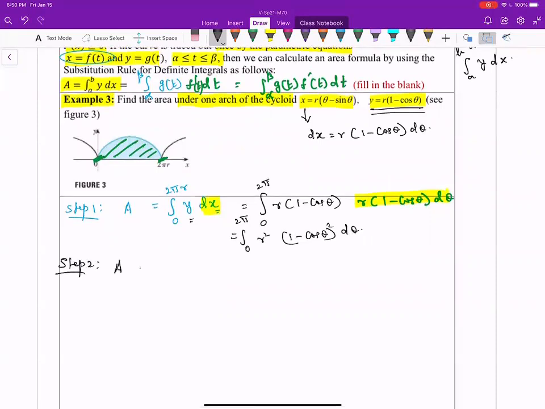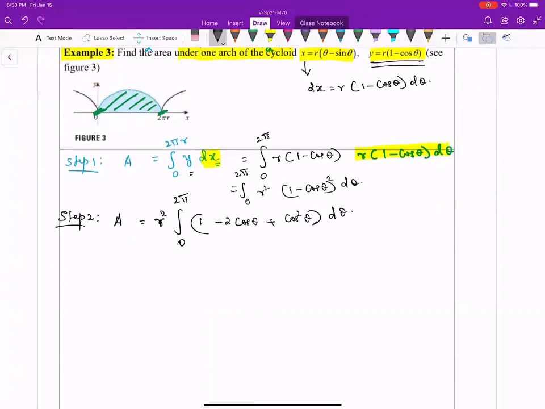So area equal to r squared, which can be taken out of the integral sign being a constant, times the integral from 0 through 2 pi of 1 minus 2 cosine theta plus cosine squared theta d theta, if you expand this binomial. The first two terms can be integrated easily, which gives theta minus 2 sine of theta between theta equal to 0 through 2 pi. Then you are going to integrate the last term from 0 to 2 pi.